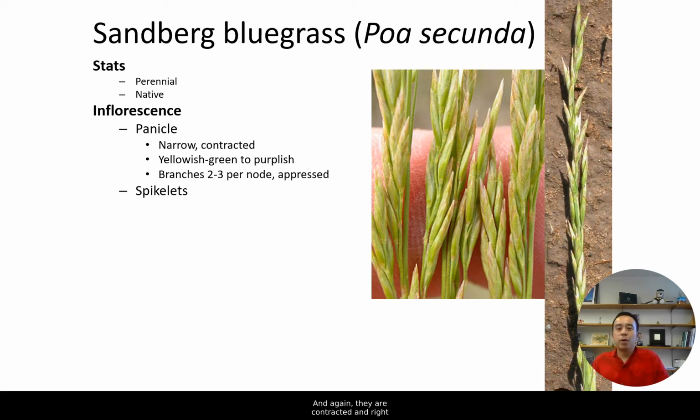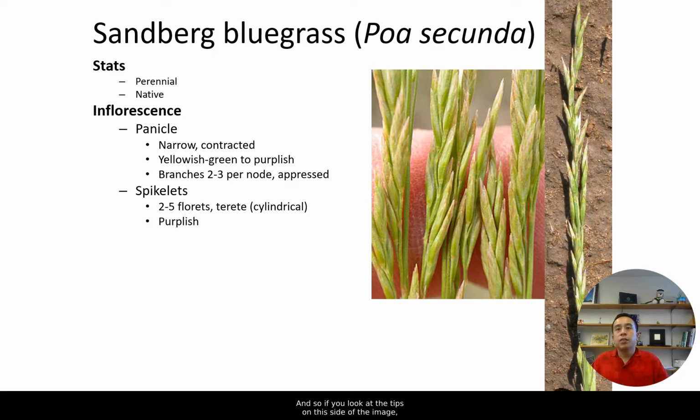So anyways, on the branches, there's typically 2 to 3 nodes, and again, they are contracted and also right up against the culm or the panicle, and that we call oppressed. So when it's all pushing upwards onto the culm or the panicle, that is oppressed with an A. So the spikelets themselves typically consist of 2 to 5 florets that often form a cylindrical shape around its rachilla, or sorry, around its kind of smaller panicle that branches off of the main panicle.